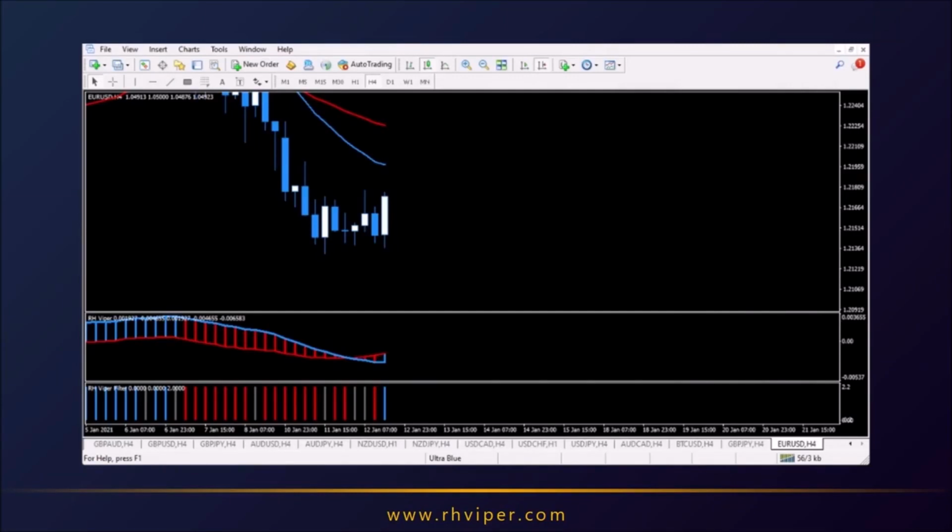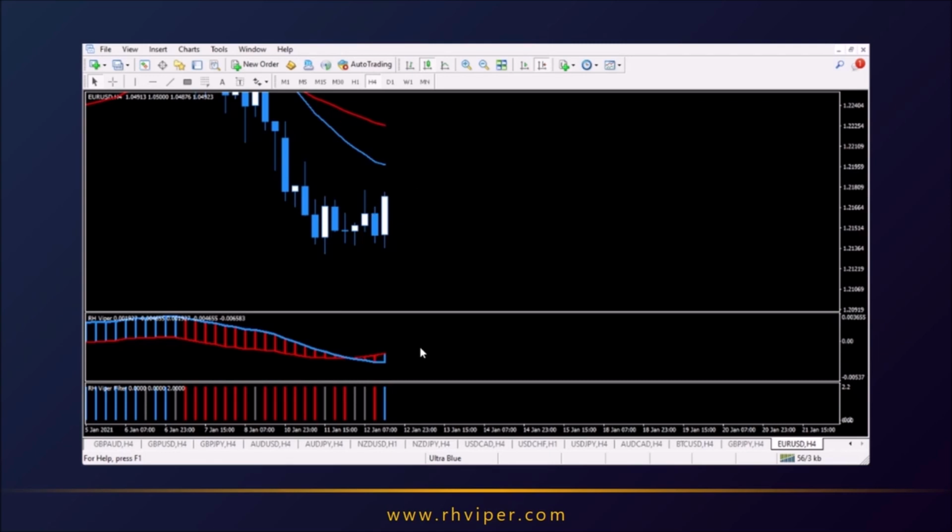We are looking at the Euro USD. This is a 4-hour time frame, and what we're looking for is an opportunity to go short. Right now, we have a trend that is down. The price is underneath the moving averages. The blue moving average is underneath the red moving average. So we've got the downtrend on the price chart.